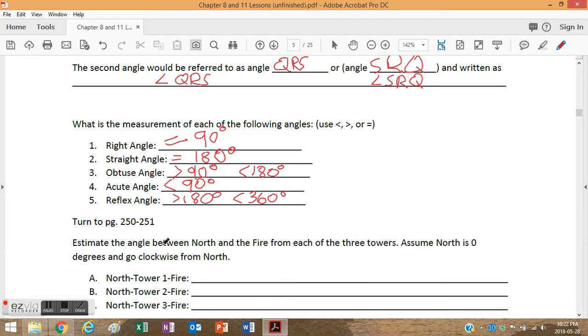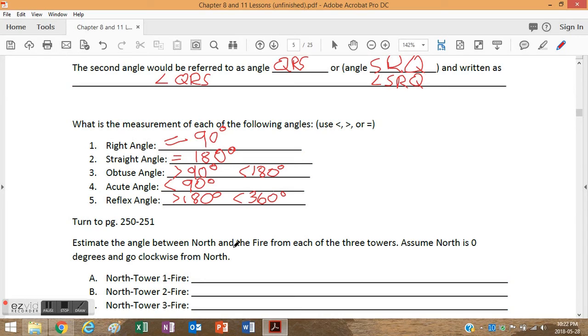Alright, so we're going to estimate the angle between north and the fire from each of the 3 towers. So you'll notice that there's Tower 1, Tower 2, and Tower 3. Each of these towers is able to see our fire. And our job is to figure out what angle from each of the towers the fire is at.